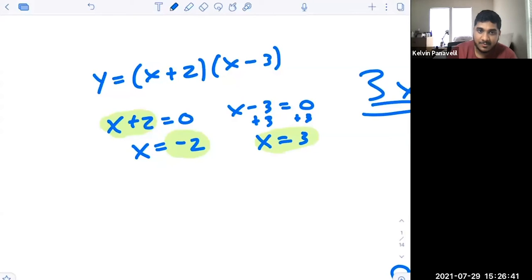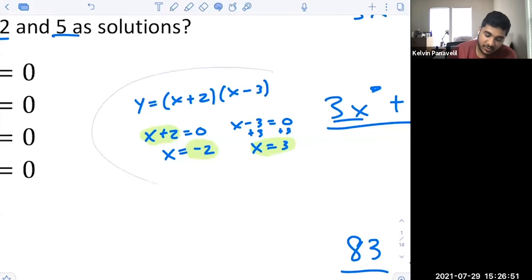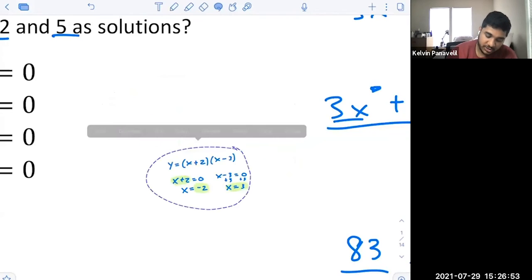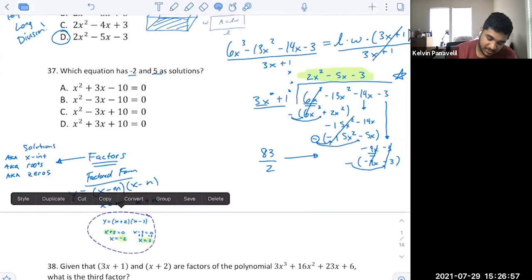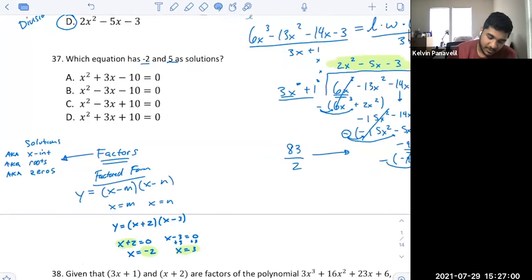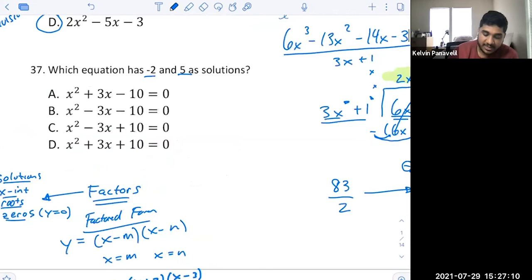Let me see. Wait a sec. So again, if the factor is x plus 2, the solution is going to be -2. So it's going to be opposite sign. And remember, factored form gives you your solutions, which are the same exact thing as x-intercepts, roots, and zeros. And we're calling them zeros because we set y equal to 0. Cool? All right. So guys, drop it in the chat.